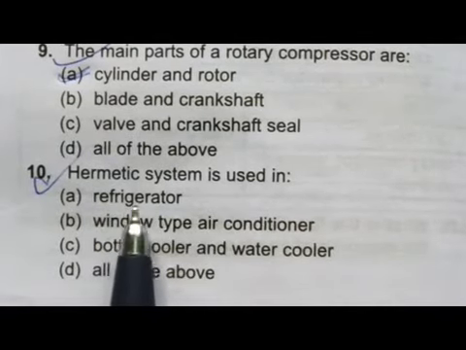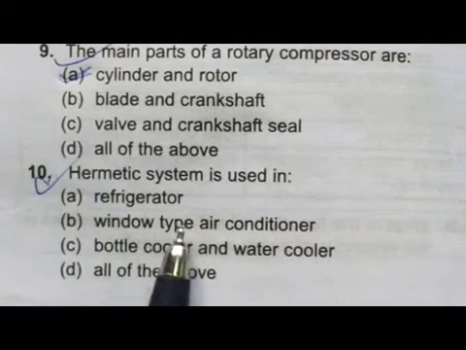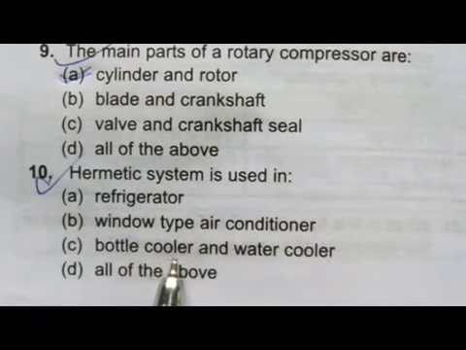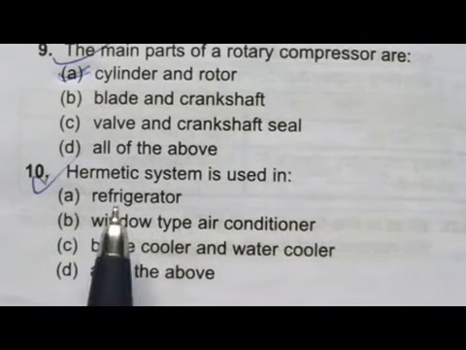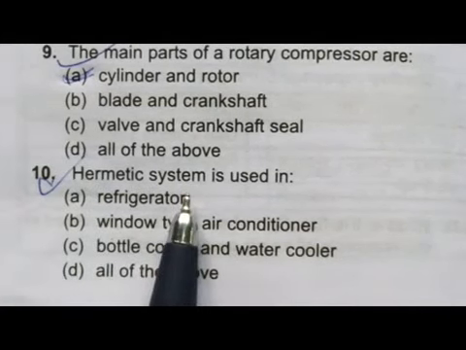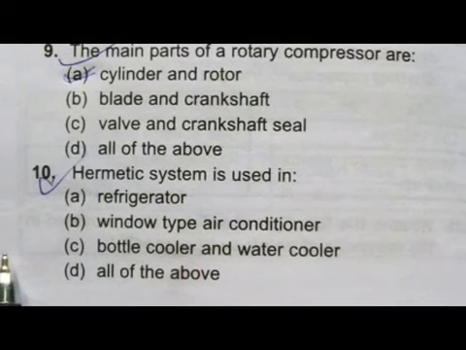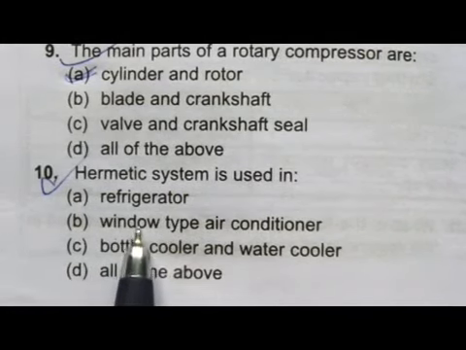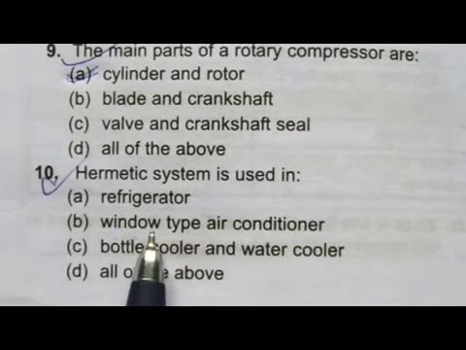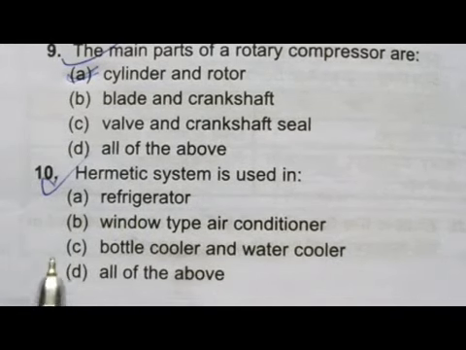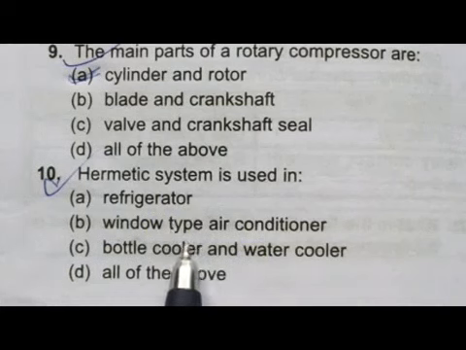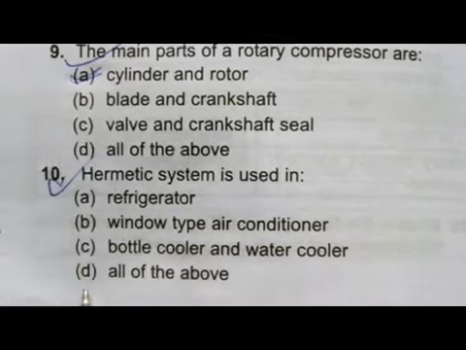Next: the hermetic system is used in refrigerator, window type air conditioner, bottle cooler and water cooler, or all of the above. This hermetic or sealed unit is used in all low capacity systems. In the home window air conditioner, refrigerator and water cooler, the hermetic system is used. So option D is correct.